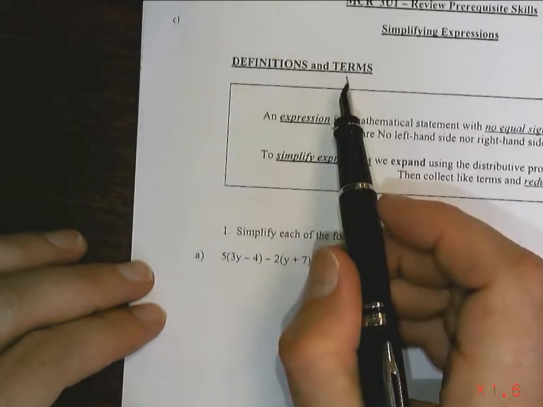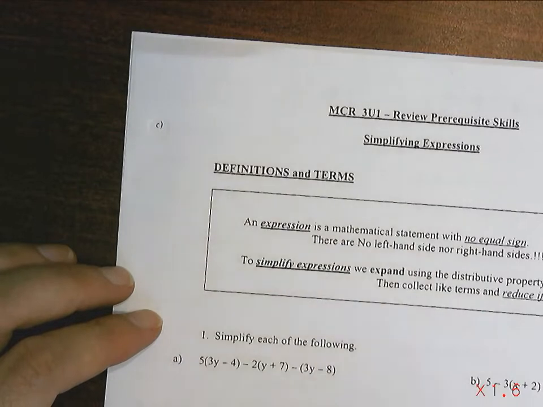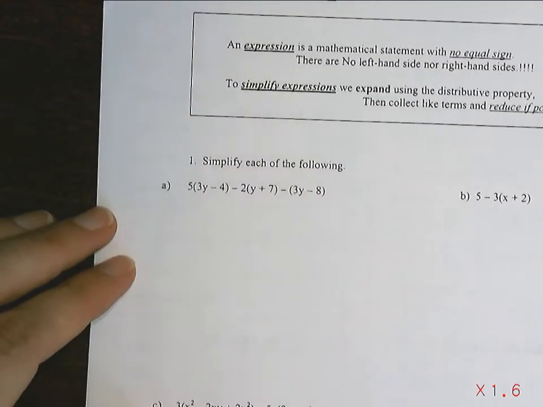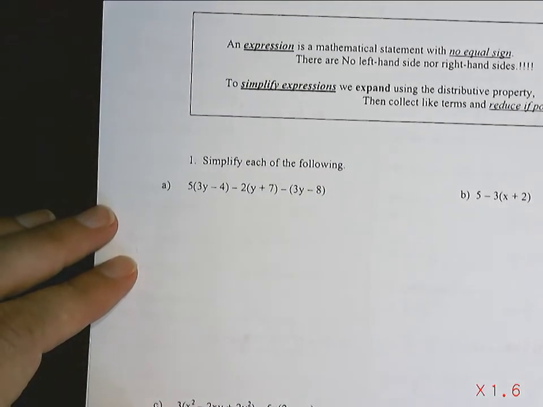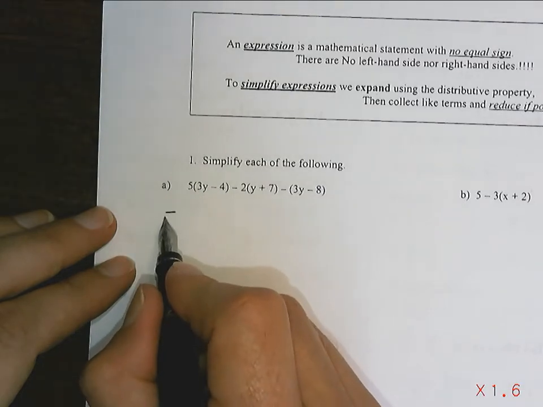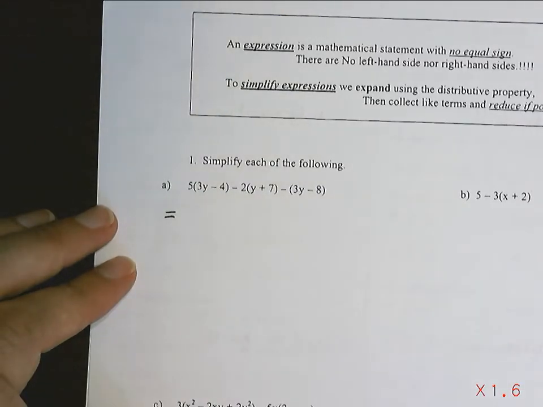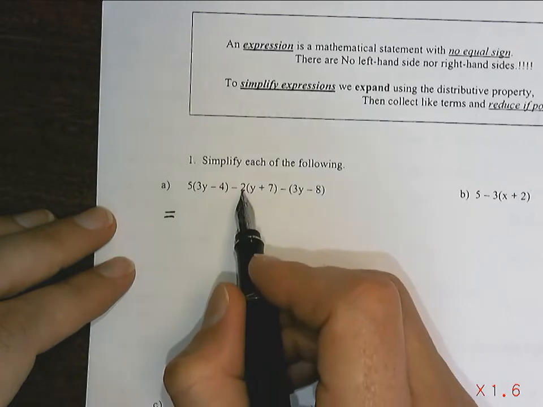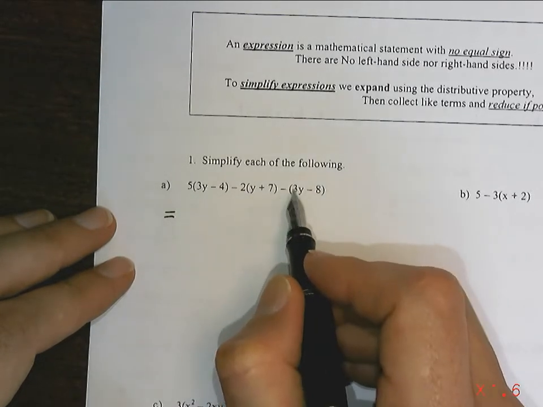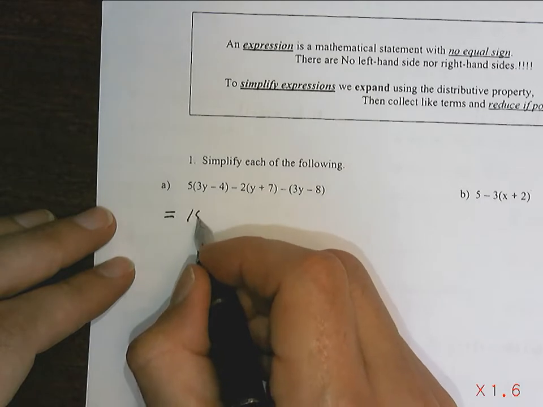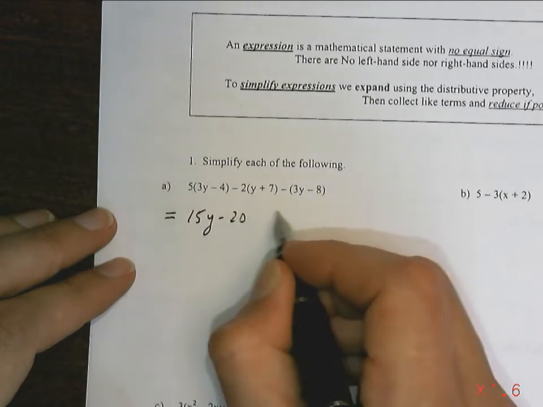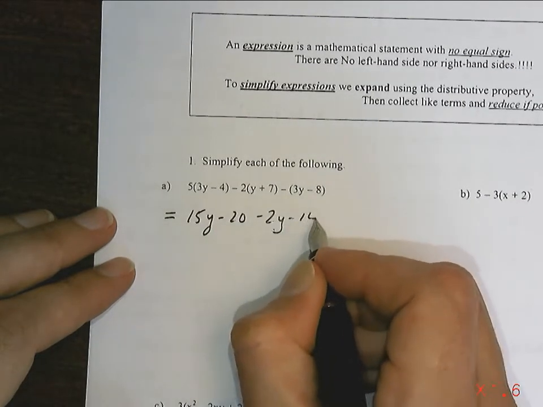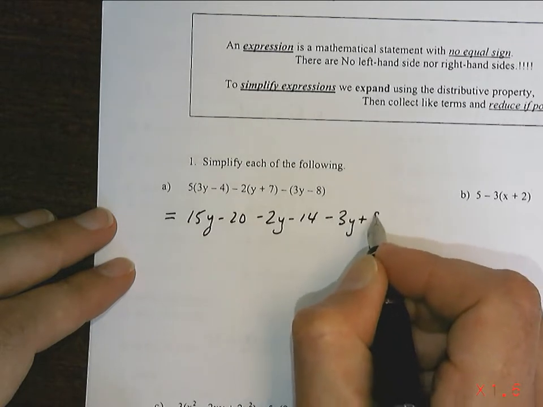So let's see what we got here. It says simplify expressions. So these are expressions. They're not equations. Even though I'm going to put an equal sign here, there still isn't a left-hand side and a right-hand side, so I can't be clearing the fractions or anything like that. What I do is I read it. It's 5 times a binomial, -2 times a binomial, -1 times a binomial. So it's going to be 15y, -20, -2y, -14, -3y, plus 8.